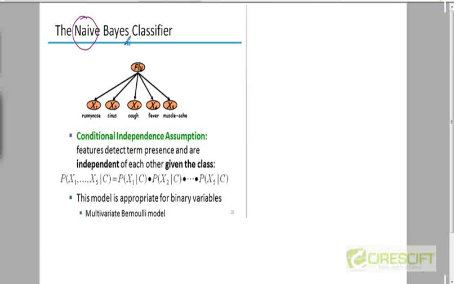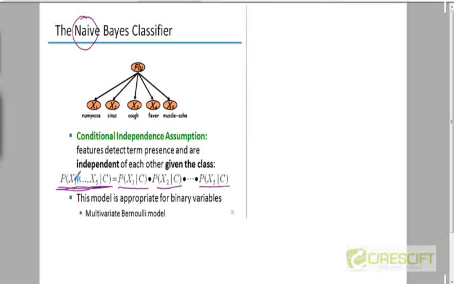Now the word naive in naive Bayes derives from this naive assumption that we're going to make. The assumption is that the probability of seeing words x1 to xn in an arbitrary document of this class C is just the product of the individual probabilities. This is not necessarily true.